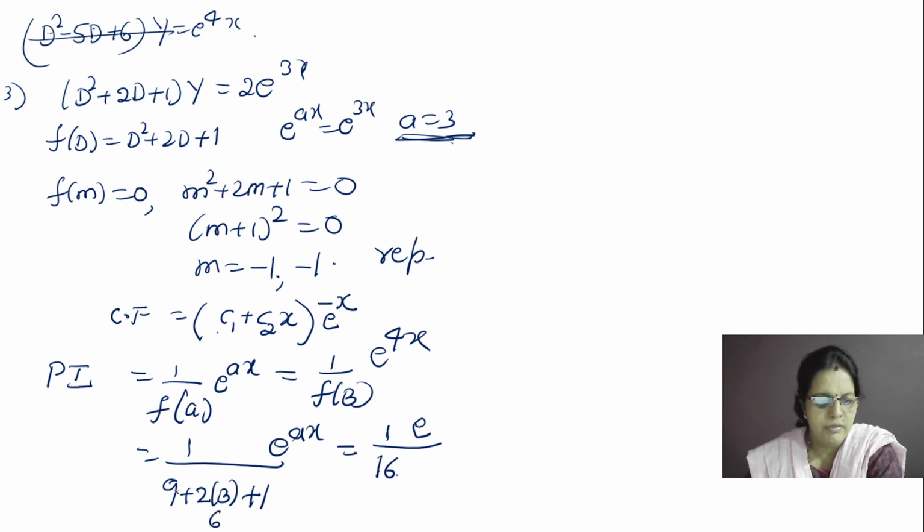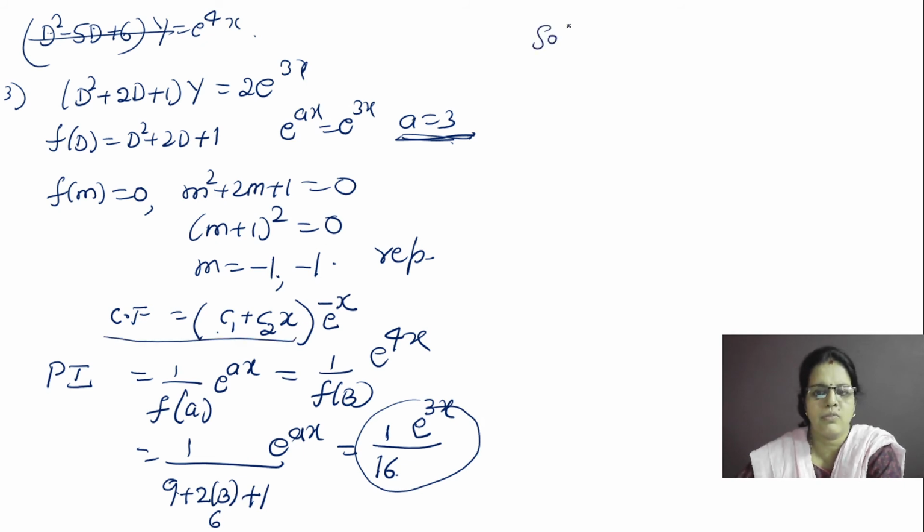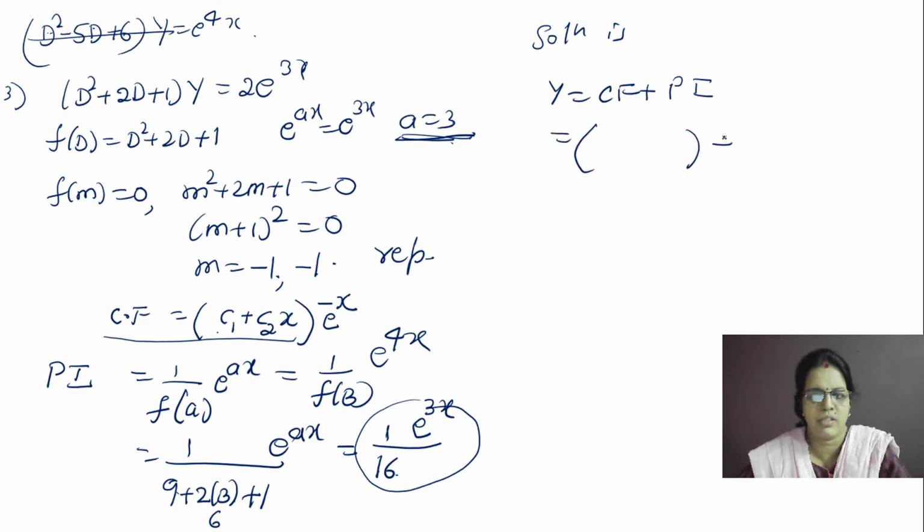Six nine plus six plus one, e power ax means it is e power 3x. So that's all. This is the particular integral and this is the complementary function. So the solution is given by y equals the complementary function plus the particular integral. Add the two functions, that is the solution. So this is for a repeated root in the auxiliary equation.